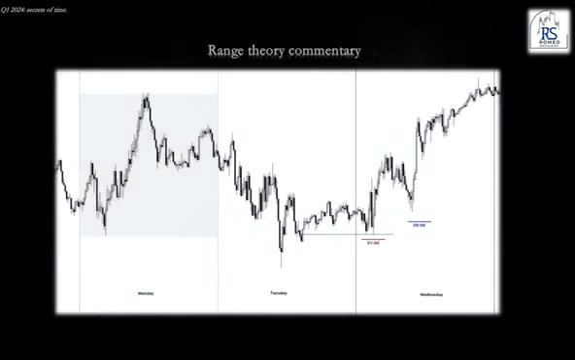Range theory commentary. When the daily high and low are formed, then on the 15-minute time frame, you will find a range being souped. All right, this is 3 o'clock. That's one thing to note right now. If you're getting lazy, then snap out of it and write down in your notes that on the daily candle, the high and the low will form with a 15-minute range being souped at the high or the low.